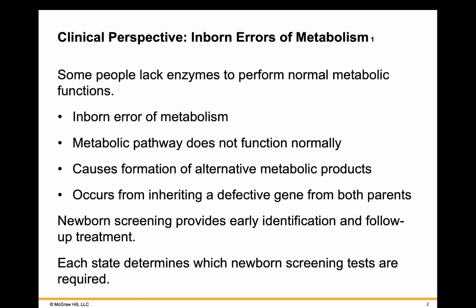These are referred to as inborn errors of metabolism. Because of the absence of these enzymes, metabolic pathways do not function as they normally would. This results in the formation of alternative metabolic products, which, depending upon the condition, can create significant issues. Typically, these occur from inheriting a defective gene, but it must come from both parents.